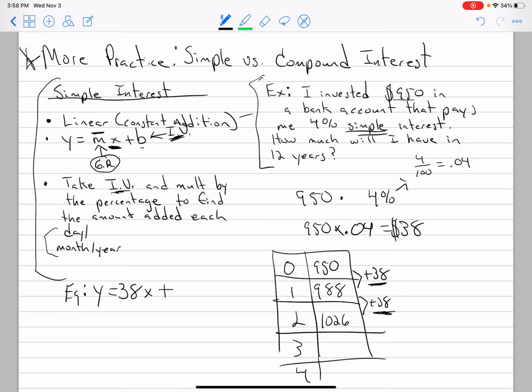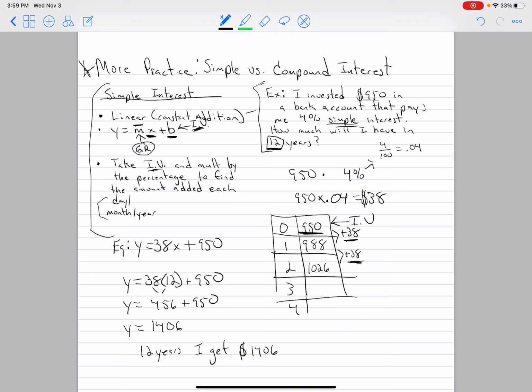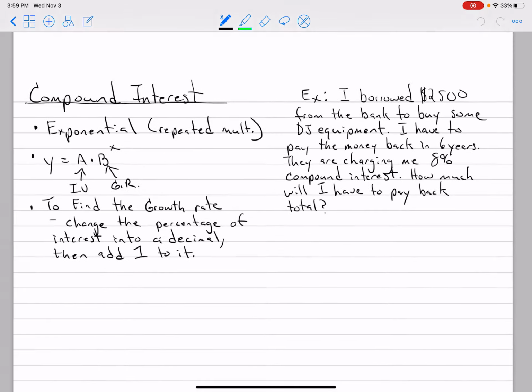So that is simple interest. That is exactly how it works. We worked on that in class today. You'll be having a test on it soon. Let's flip over. Let's talk about compound interest. Compound interest, I gave you some bullet points.